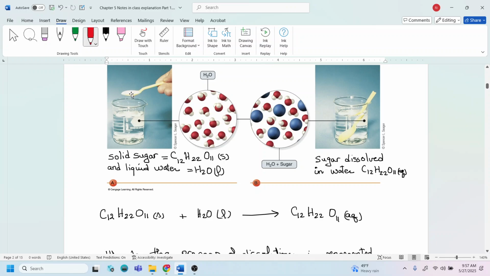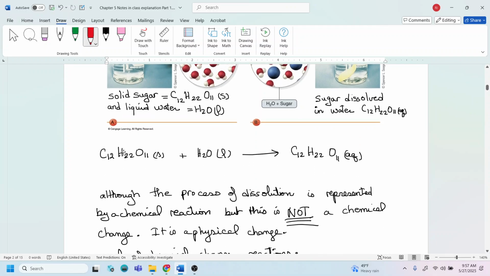So once I dissolve the sugar in the water, I am not changing the composition of the sugar. It's still sugar, but now the sugar is solvated in water. It is dissolved in water. So to represent the sugar dissolving in water, it's going to be in an aqueous state. So now the sugar is an AQ. Okay, so over here, this is the reaction. This is called a simple dissolution reaction, where I am showing the sugar being a solid. It's added to the water that is liquid, and the sugar now is dissolved in the water.